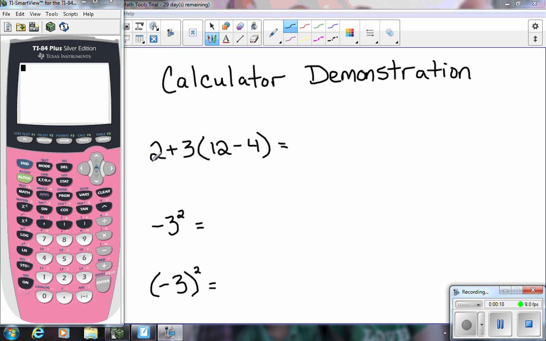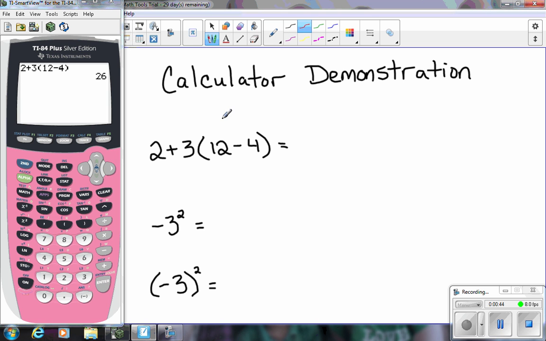When you work through this, you can actually type into your calculator exactly the way that it appears on your paper. So to evaluate this first problem, I'm just going to go 2 plus 3 and put the parentheses, 12 minus 4, and enter is what you use instead of equal. So anytime you were going to use equal, you're going to hit enter and you get that answer.